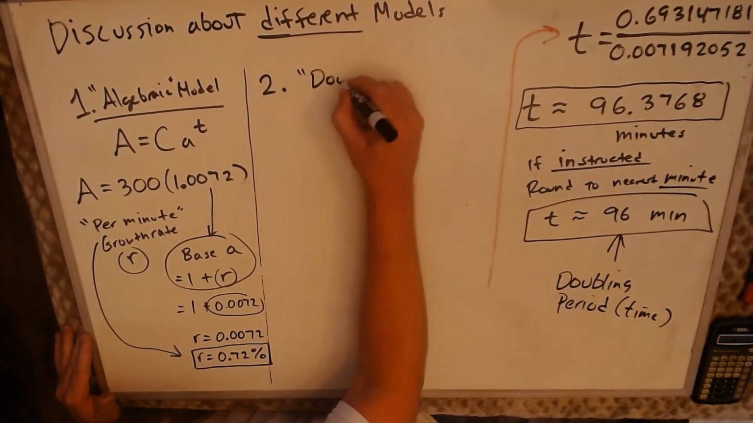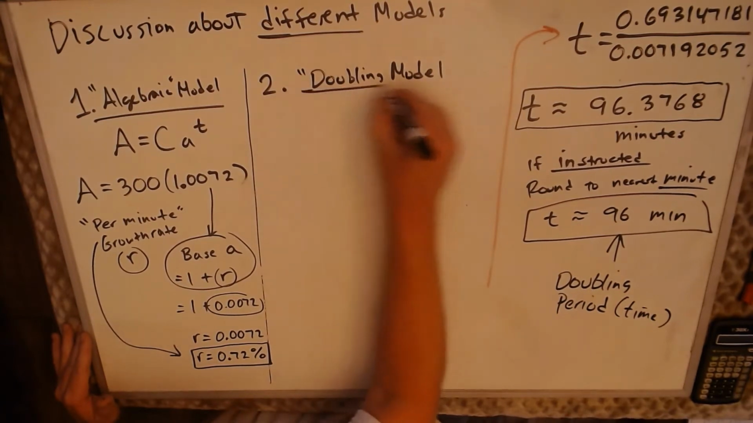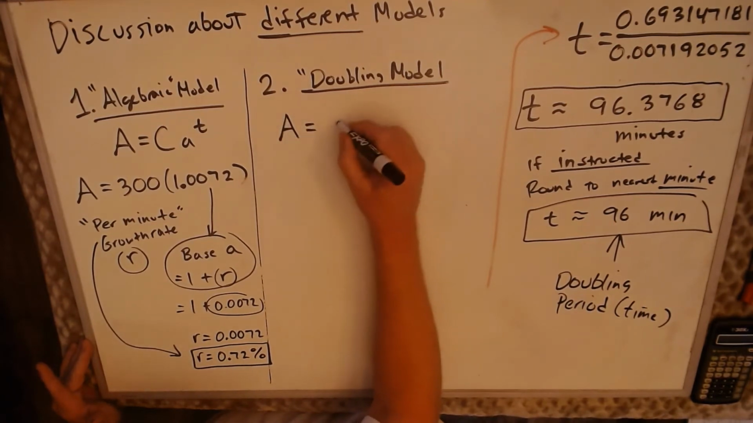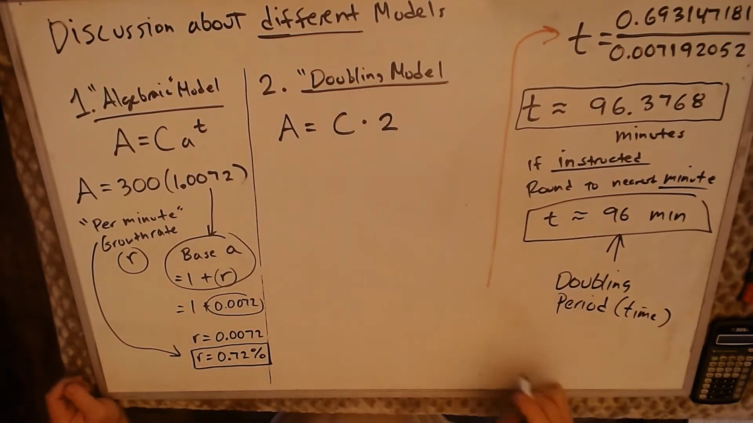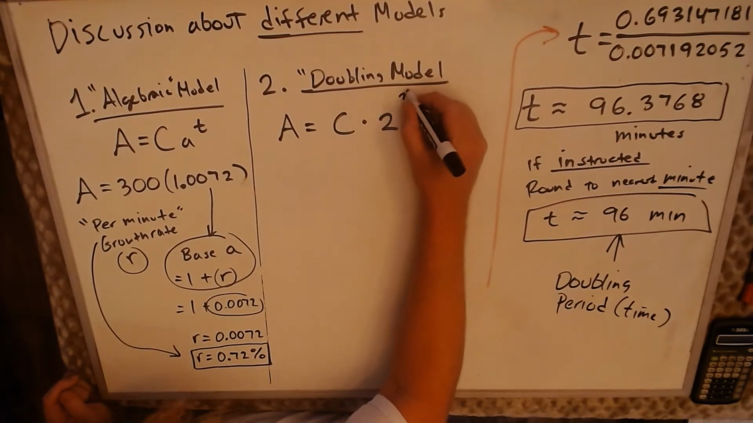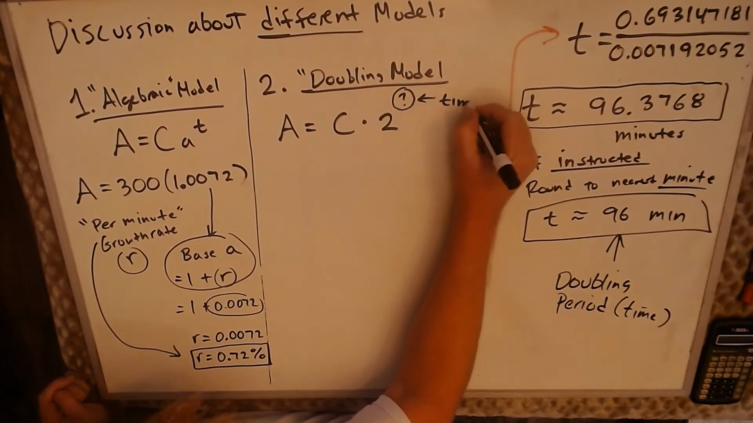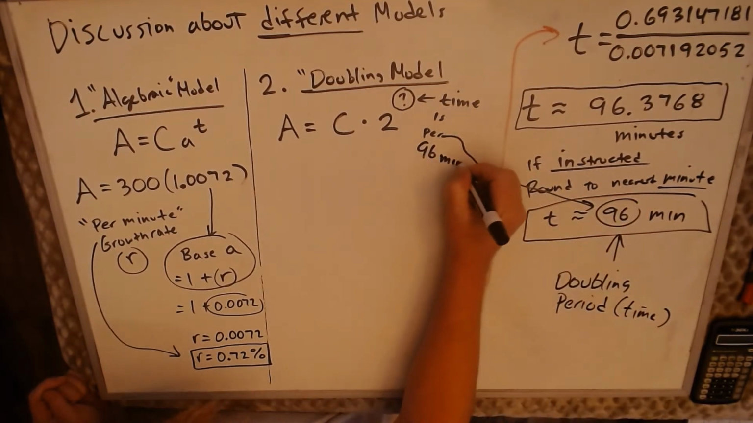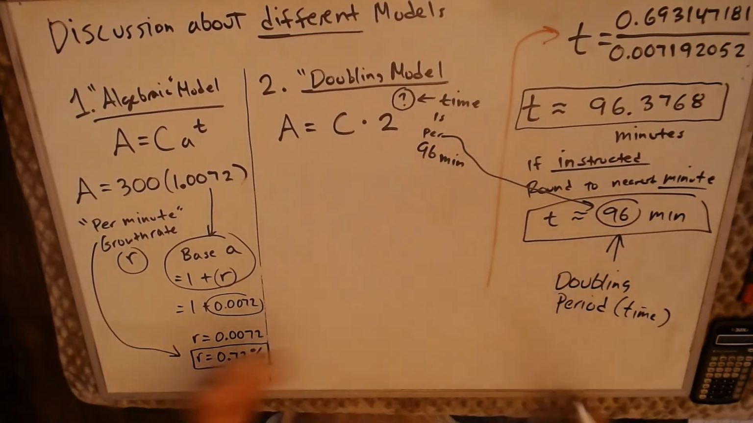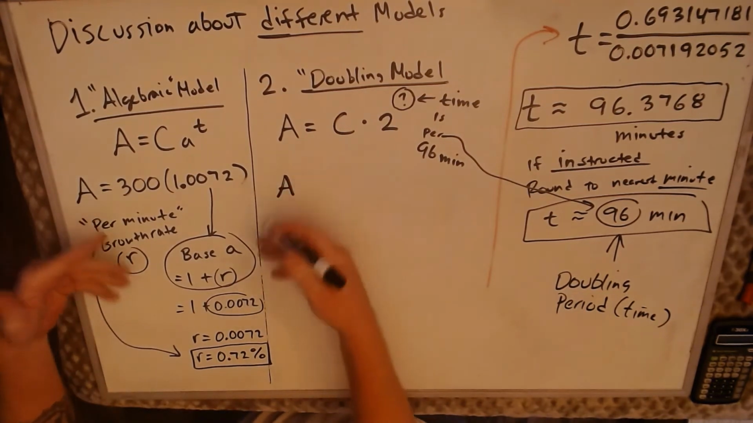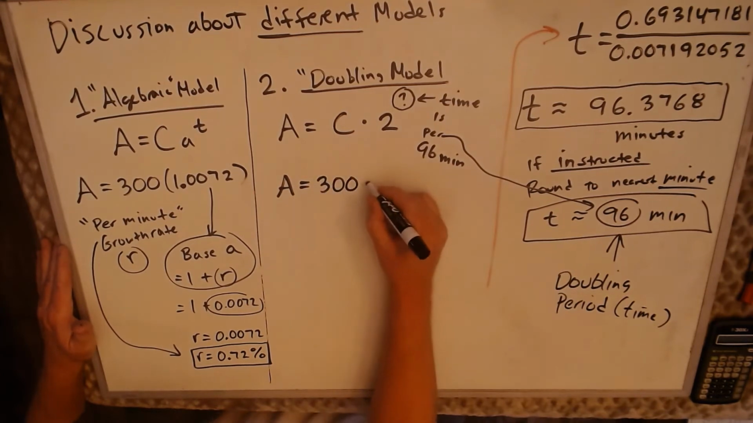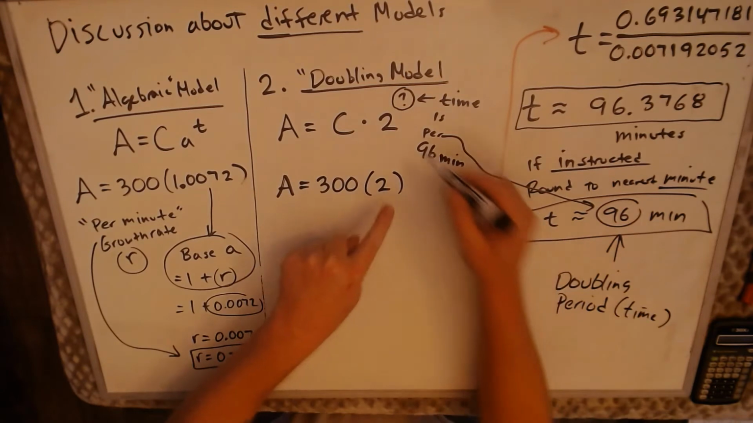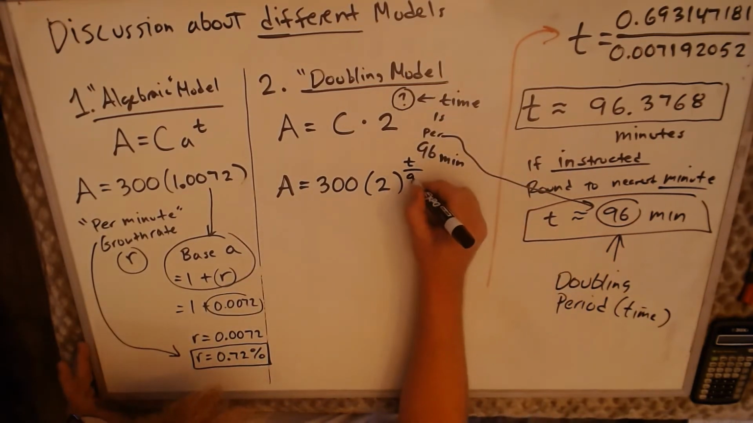We also have what's called our doubling model. The doubling model is the amount that we're going to have is going to be a multiple of 2. But the time is going to change, because the time is not per minute. The time is per 96 minutes. So it's almost like you're treating 96 minutes as 1 unit of time. So your model would look like this. It's still A, the amount, or however much you have. We're still starting with 300. But our base is now 2. And every 96 minutes, this will act like 1. So that would be T over 96 minutes.